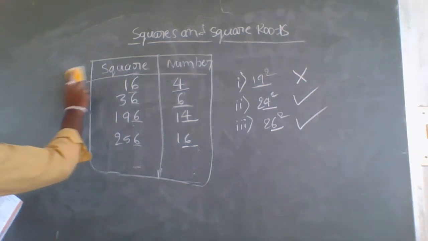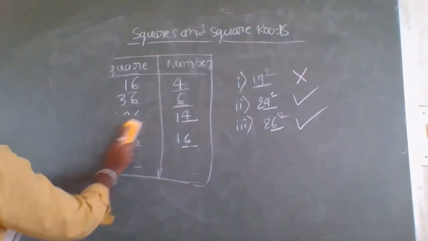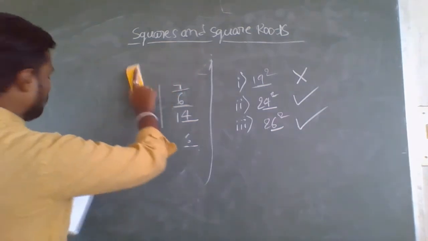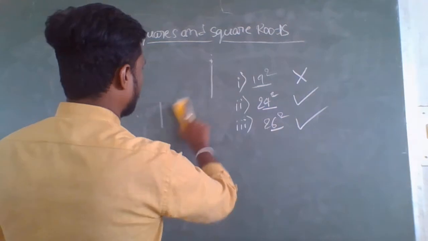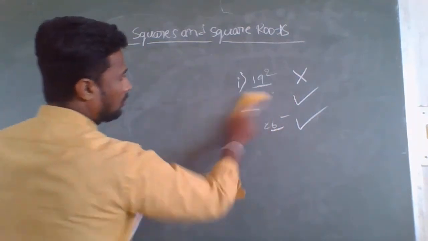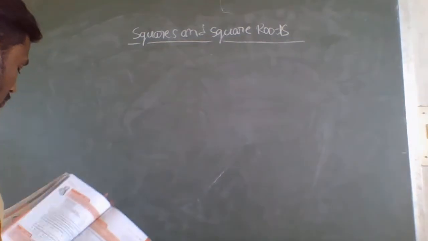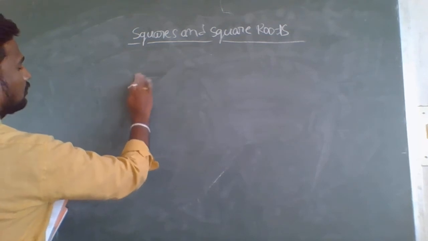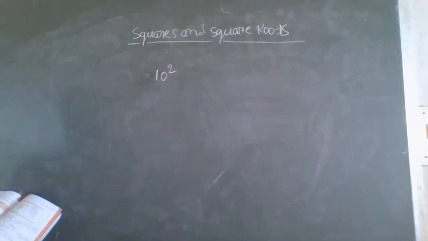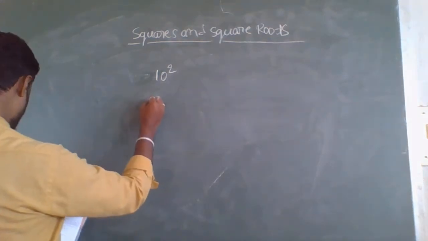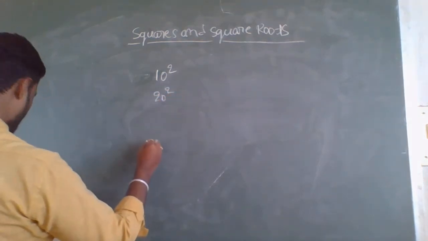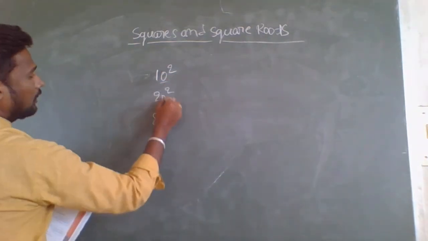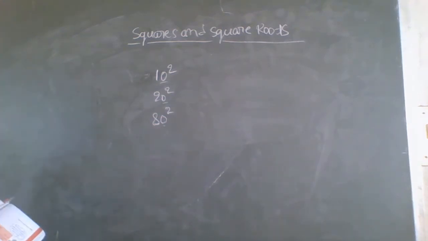So now, after this, the next page, page number 92. They have given some more numbers and square numbers of those numbers. What they have given here? 10 square and 20 square and 80 square. Here we have only one zero.